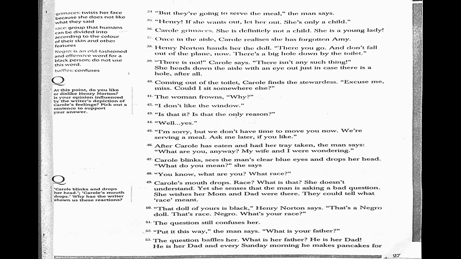"What's your race?" Now the man again asks Carole what her race is, meaning which race she belongs to. "The question still confuses her." Because Carole is too young for this question and she never heard the word race, she is still confused. "Put it this way," the man says, "what is your father?" Now the man turns his question and says put it this way, कि तुम इसको इस तरह से समझो, what is your father कि तुम्हारे पिताजी क्या हैं.